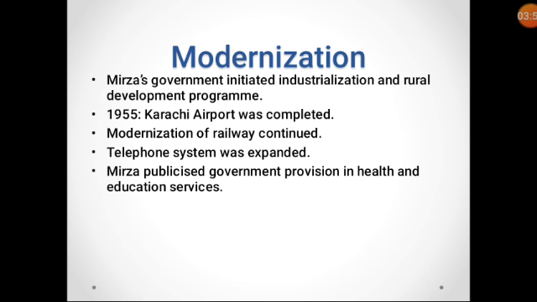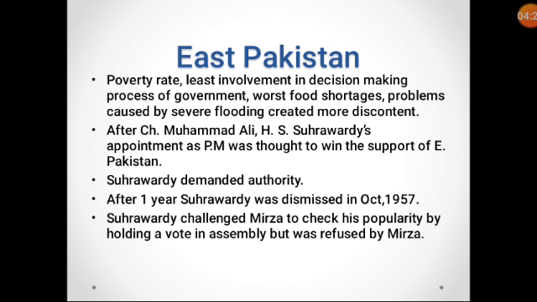Now we will discuss some other policies regarding modernization in Pakistan. So Sikandar Mirza's government initiated industrialization programs and rural development programs. In 1955, Karachi Airport was completed. Revolutionary measures were being taken to upgrade the railway system. Telephone system was expanded, and Sikandar Mirza publicized government provision in health and education services.